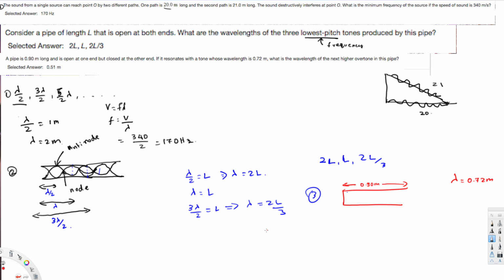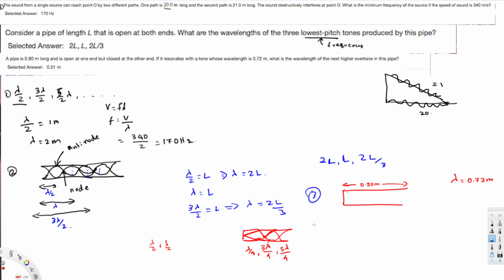First of all, we have to figure out the pattern. In a pipe like this, with one end closed and the other open, we always have a node at the closed end and an antinode at the open end. So the first one is going to be lambda by 4. The next one is lambda by 2 plus lambda by 4, which gives us 3 lambda by 4. The next one is going to be 5 lambda by 4. If you see the pattern, there are odd numbers on the numerator: 1, 3, 5, 7, 9, 11, and it goes on and on like that.